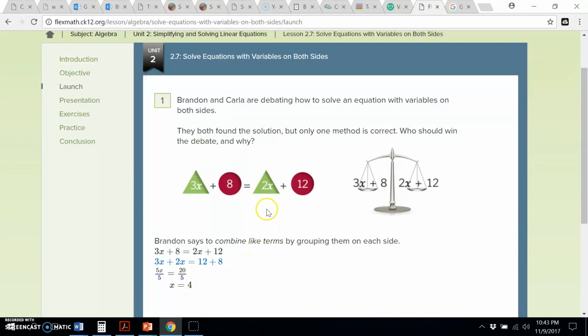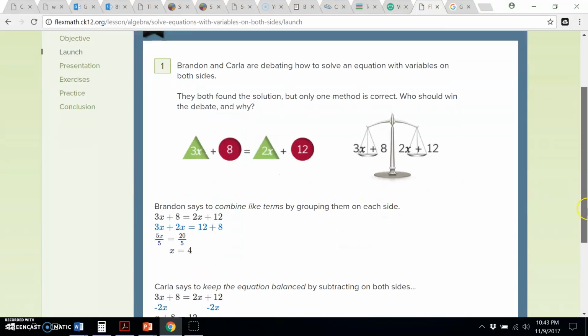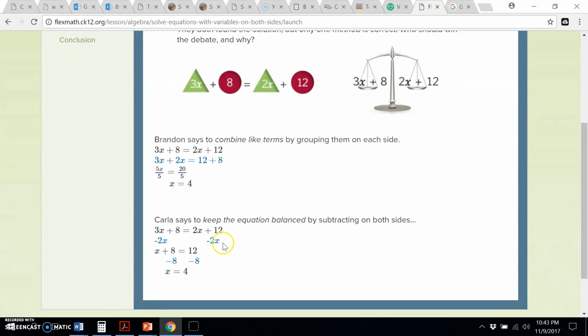Now we know this is incorrect because if I bring that 2x over here, I have to do the inverse operation. So we can't combine like terms across the equal sign. We have to do inverse operations, which is why Carla did it correctly with the balancing. And that's pretty much how you should be working out your problems, like Carla did. Carla says to keep the equation balanced by subtracting on both sides. She moved the 2x, and that's what y'all need to remember to do.